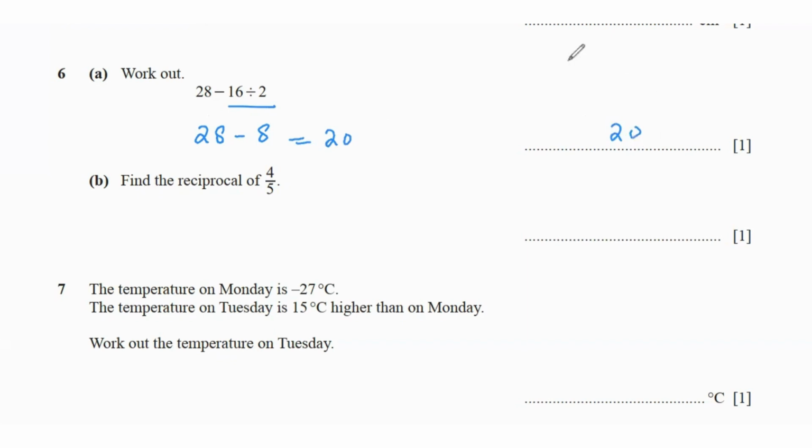That's your answer. Then find the reciprocal of 4 over 5. When we talk about the reciprocal, basically we're talking about flipping the fraction. So we swap the numerator with the denominator and vice versa. So it's going to be 5 over 4. That is your answer.